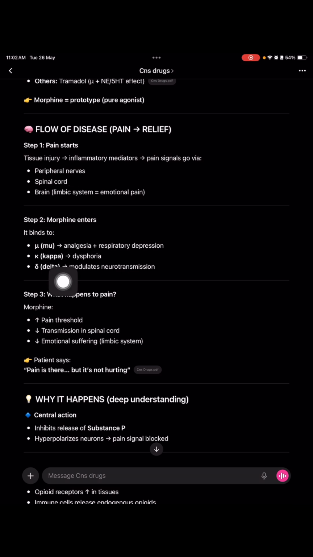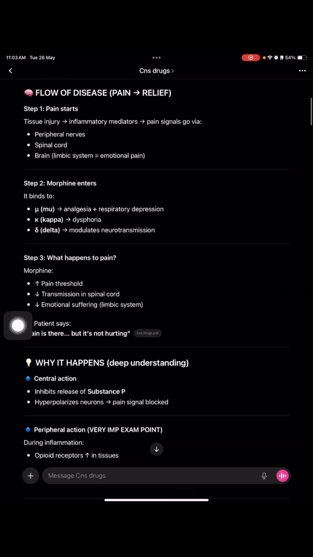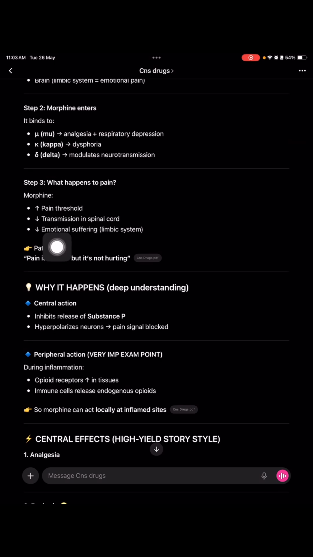Now the morphine enters and binds to the mu, kappa, and delta receptors. Mu action gives analgesia and respiratory depression. Kappa causes dysphoria. Delta modulates neurotransmission. And what will happen to pain? Morphine will increase the pain threshold.